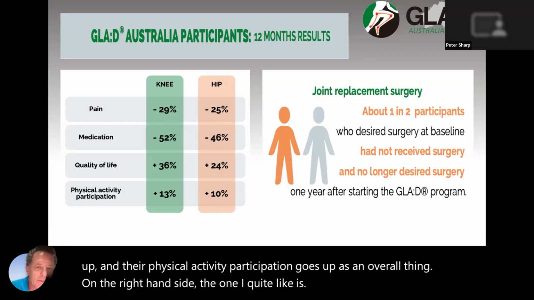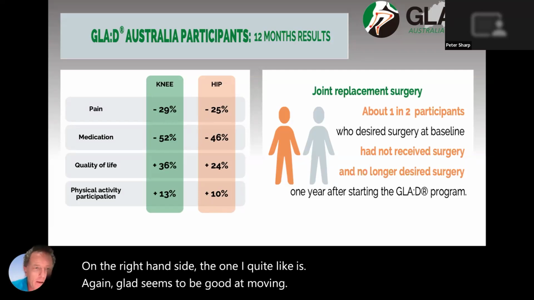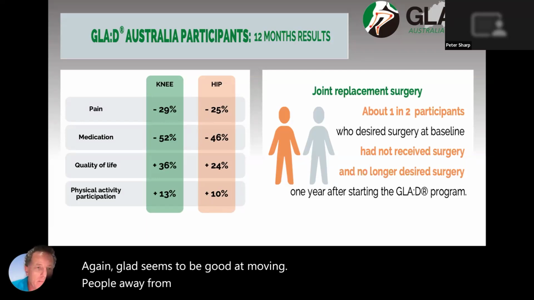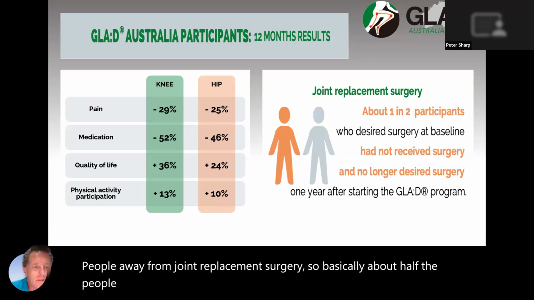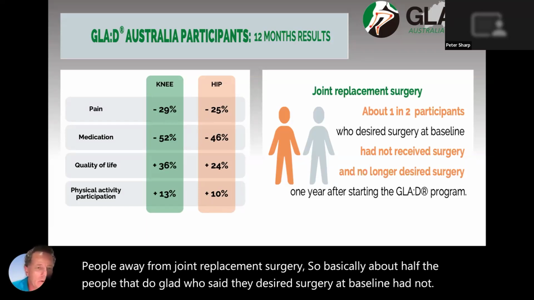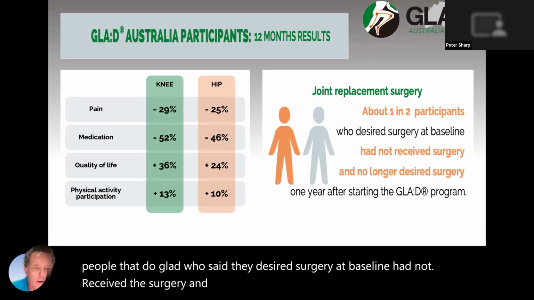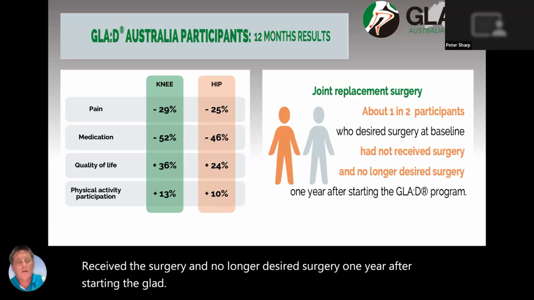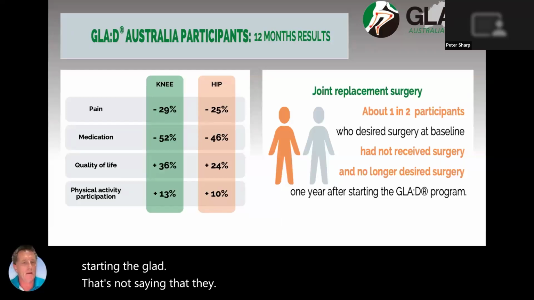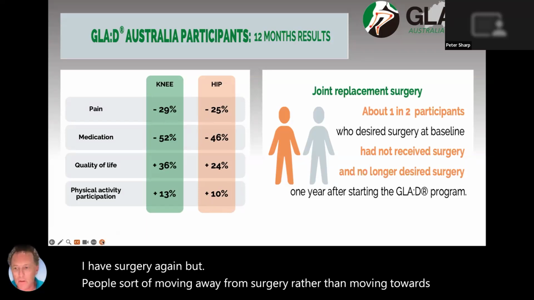And then on the right-hand side, the one I quite like is, again, GLAD seems to be good at moving people away from joint replacement surgery. So basically about half the people that do GLAD who said they desired surgery at baseline had not received the surgery and no longer desired surgery 1 year after starting the GLAD program. That's not saying that those people would never have surgery again, but half the people are moving away from surgery rather than moving towards joint replacement surgery, which is a good thing.